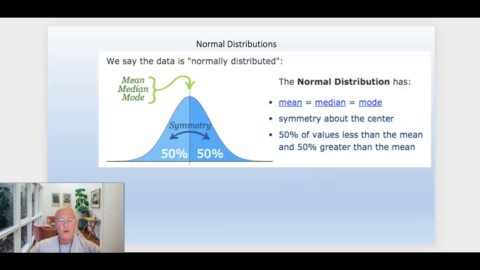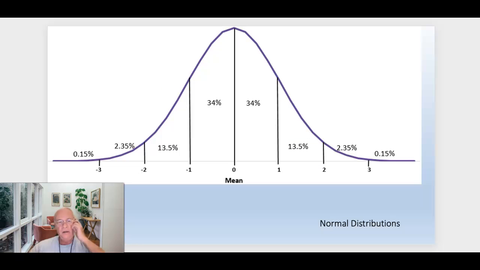We say that data is normally distributed when the mean, the median, and the mode are right about the same. It's symmetric about the center. 50% of the values, half the values, are less than the mean, and half the values are greater than the mean. This particular percentage graph, you're going to need to kind of memorize it. We're going to draw this, I think, 6 times today.